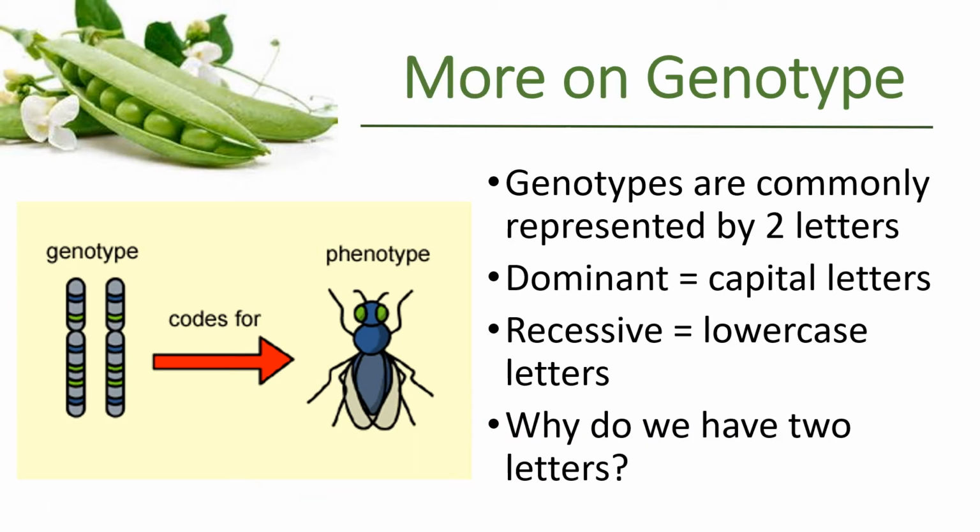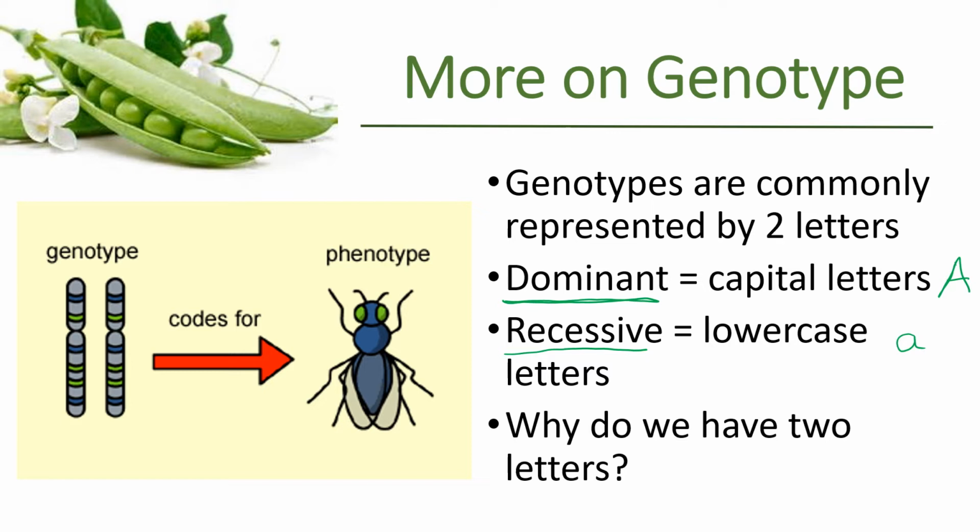Now, genotypes are commonly represented by 2 letters. The dominant trait is represented by a capital letter, such as like a capital A. The recessive trait is represented by the lowercase letter. And we always have 2 letters to represent our particular genotype. Why do we have 2 letters? Why don't we have just 1? Think about it and answer the question, and then come back to the video.